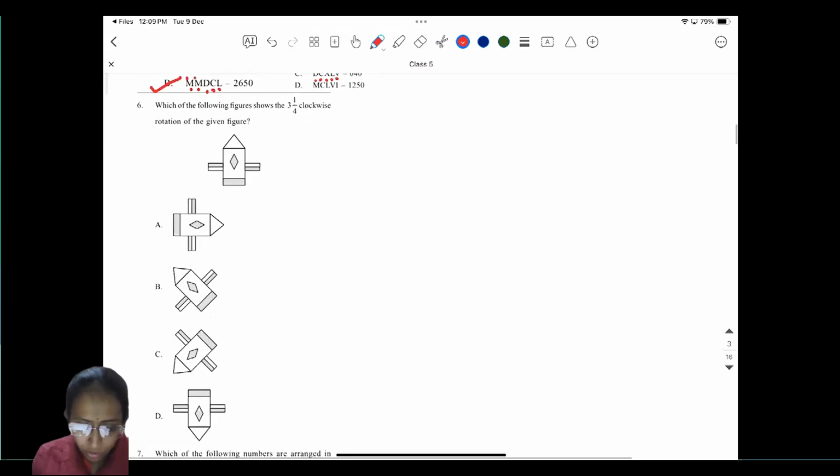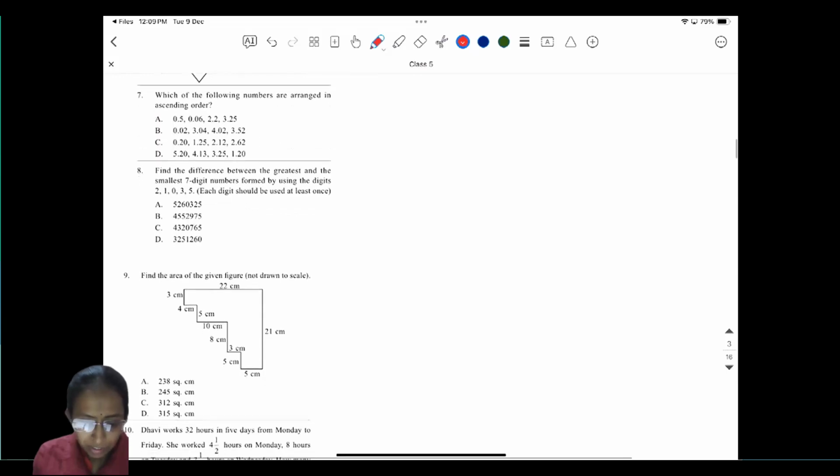Now the next one. Which of the following figure shows 3 1/4 clockwise rotation of this? So 3 1/4. In 3 complete rotations, this will return to the original place only. Now 1/4 of the rotation clockwise, so this means that it is located till here. So my correct answer is A.